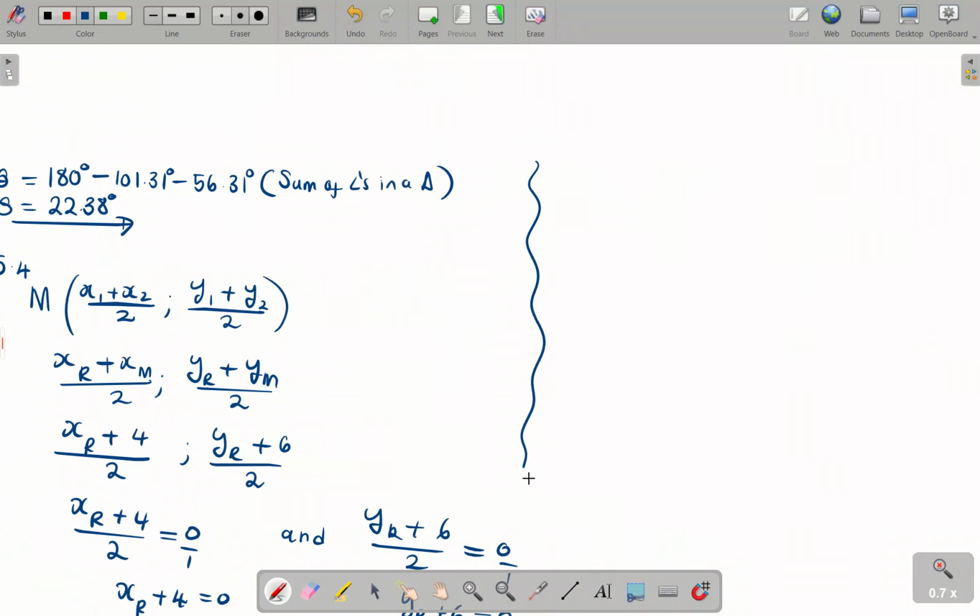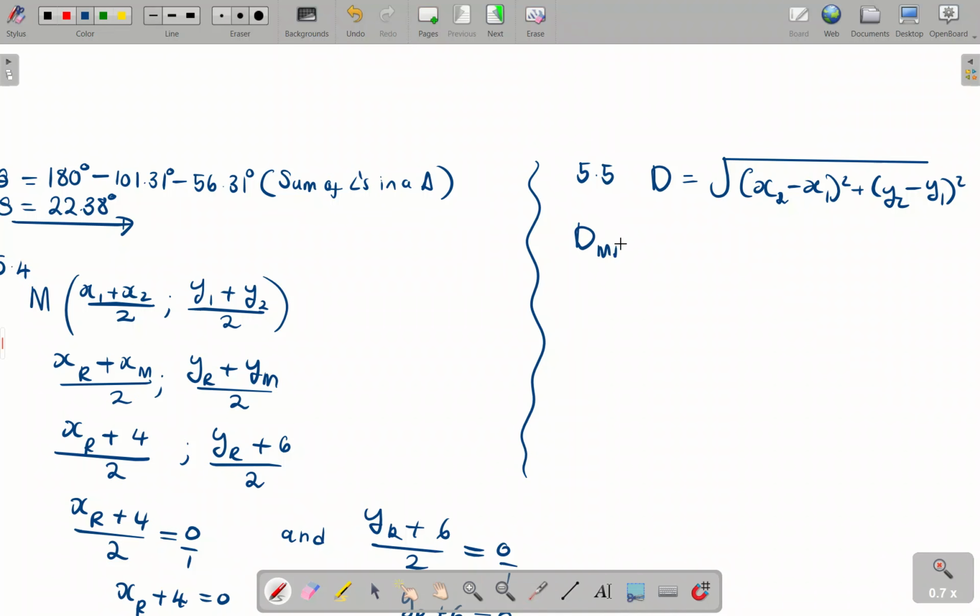So just going to divide like that. So 5.5. Using the distance formula, which equals the square root of (x2 minus x1) squared plus (y2 minus y1) squared. So now this is the distance MR.